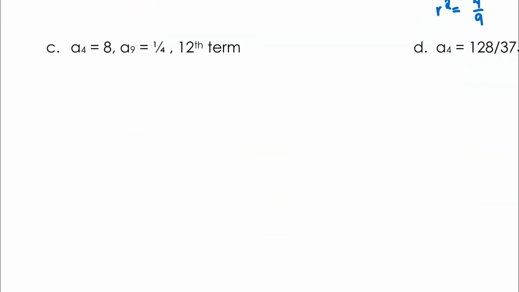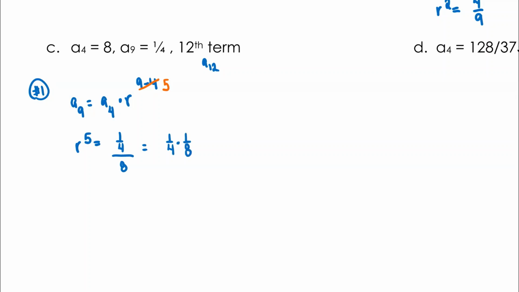Okay, moving on to example C. So this is similar to the last one. They're giving us the 4th and the 9th term, and then they're asking us to find the 12th term. Okay, well, if we set up our formula here, I know that the 9th term would be equal to the 4th term times r to the 9 minus 4 power, which of course is 5. Okay, well, now I have r to the 5th is equal to 1/4 divided by 8. And so that gives me 1/4 times 1/8. So I have r to the 5th is equal to 1/32.